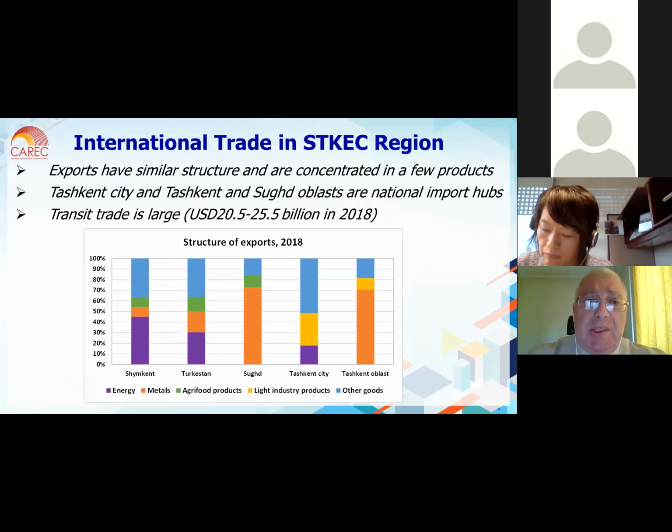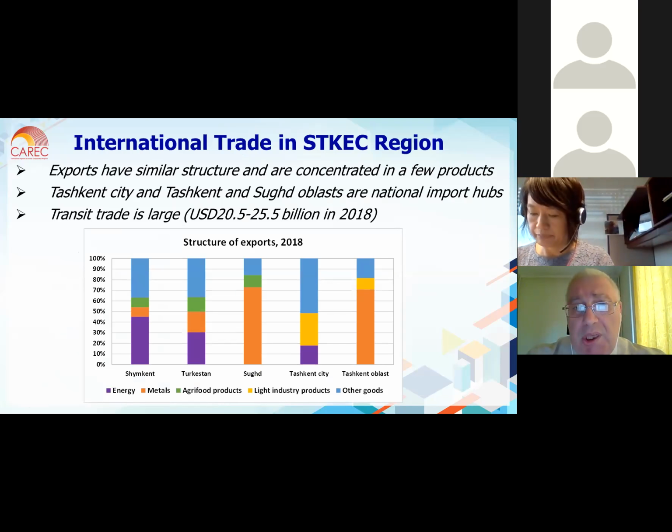If we speak about the international trade in the region, on this slide you can see the overall trade in the region with the rest of the world, not only among each other. So they do not produce too many products. Those are mostly energy products, ores, and also light industry products, and a little bit of other goods. And the concentration is quite high.